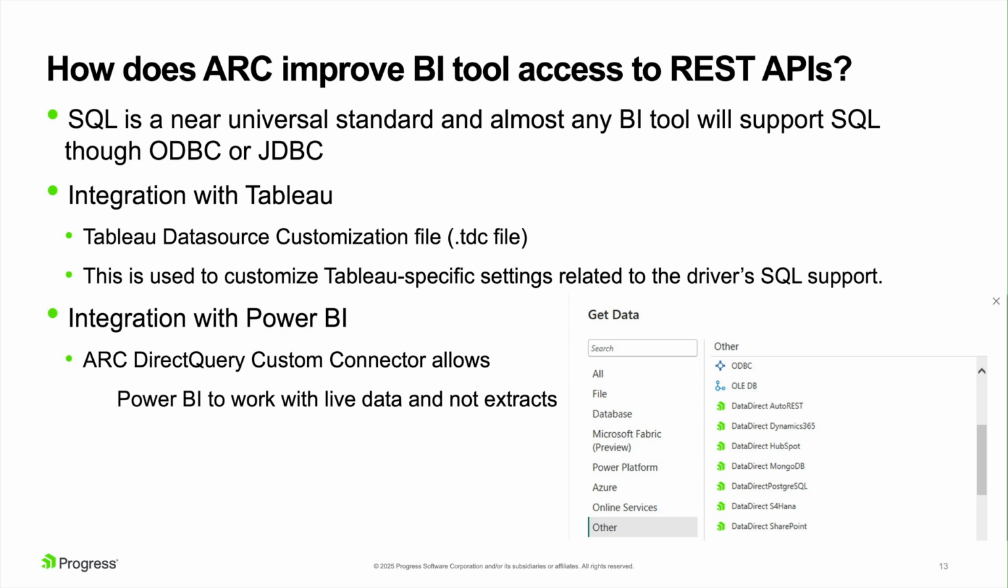So with Autonomous REST Connector, we've actually built a direct query custom connector, which comes with the driver. And when you're dealing with Power BI, it just makes it where you're dealing with live data and not extracts, which again is what people want. They want live data. They don't want stale data. And with large data sets, it's just beneficial in that way too.